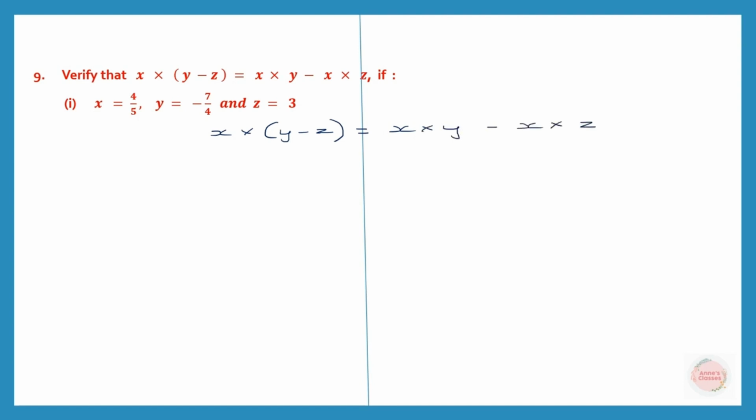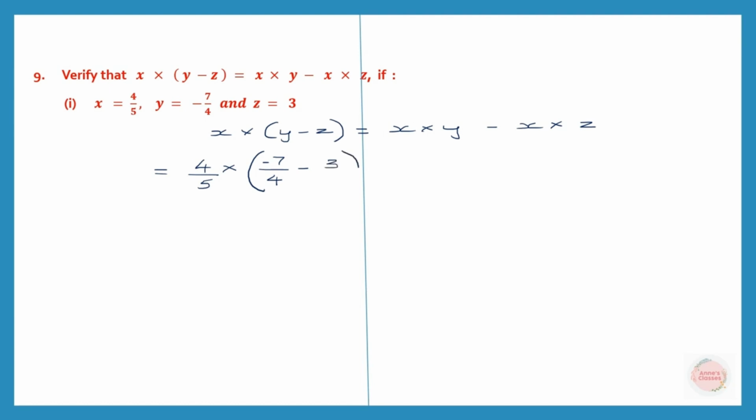into z. Now here we know that when we multiply, it will be x into y. So we have x into y minus x into z. So we're going to substitute all these values here. So here x is equal to 4 by 5 into y is minus 7 by 4. So let's write that, minus 7 by 4 minus z is 3.